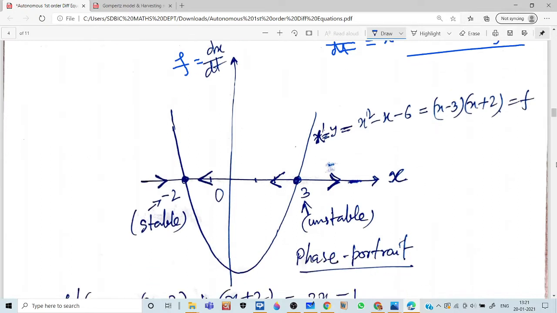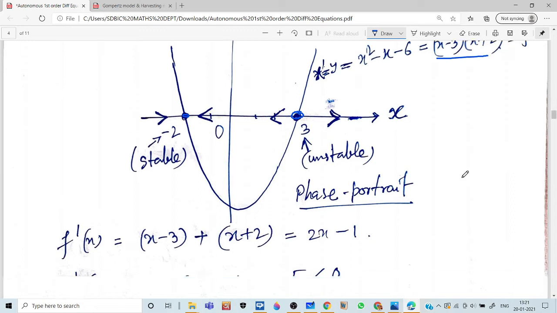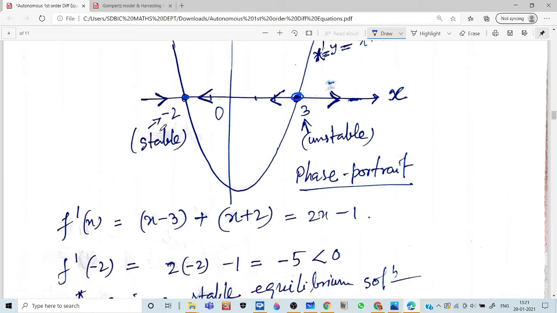So the factors are x minus 3 and x plus 2, and so x equals 3 cuts the x-axis on this graph, and x equals -2 cuts it as well. So here x equals 3 is unstable and x equals -2 is a stable solution. This is called the phase portrait of the solution.